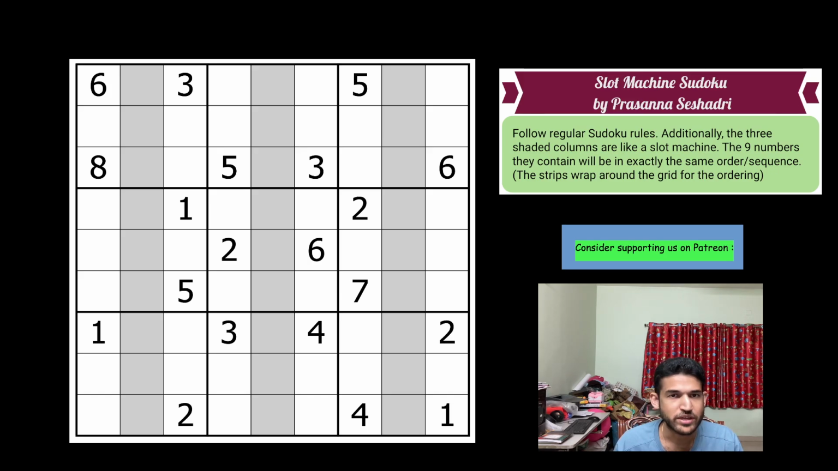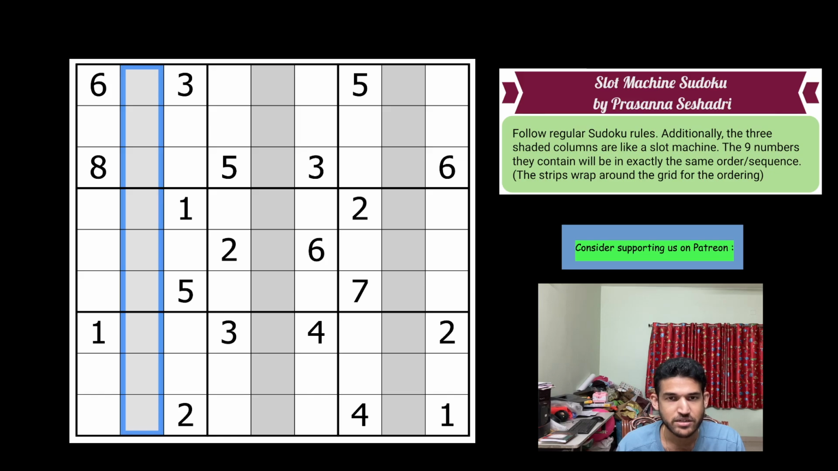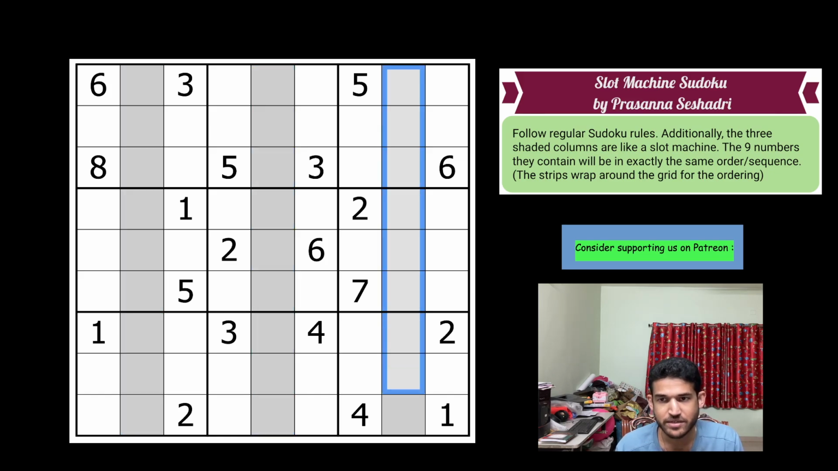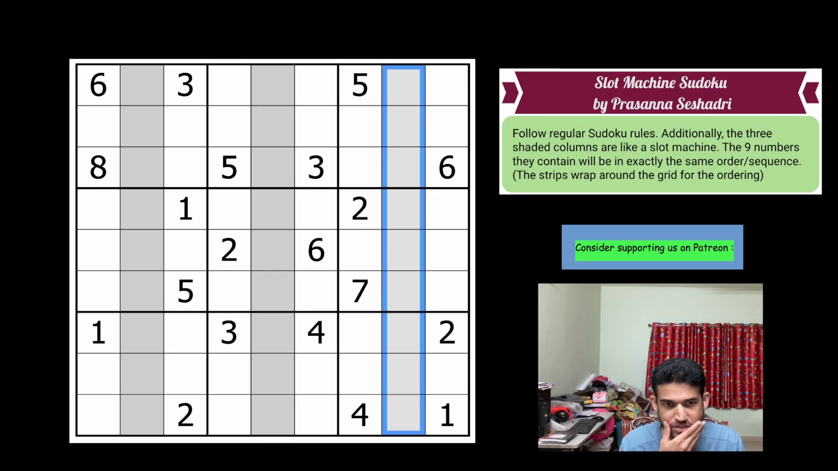Classic rules apply. So each row, each column and 3x3 box in the grid has digits 1 to 9 without any repetitions. And additionally, the 3 shaded columns that you see in the grid are like a slot machine: the 9 numbers they contain will be in exactly the same order or sequence. The strips wrap around the grid for the ordering. So these shaded columns that you see will have numbers in the same sequence.